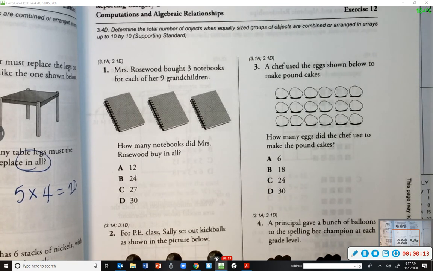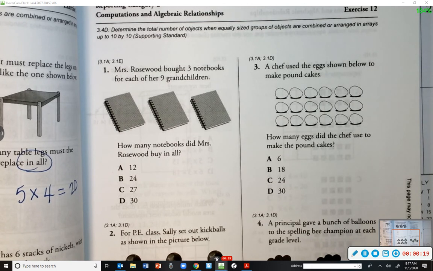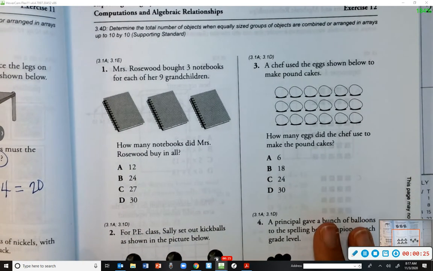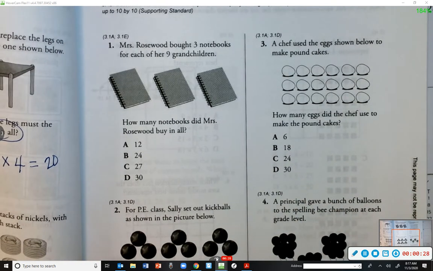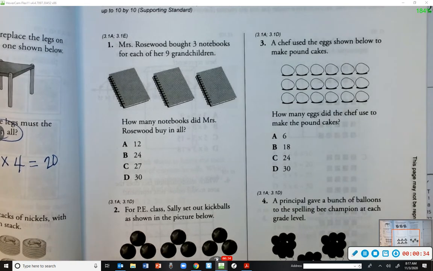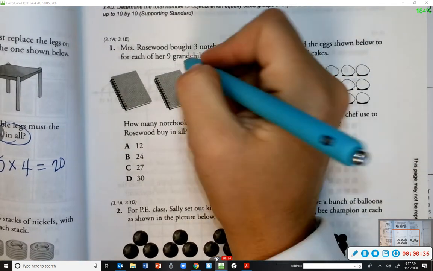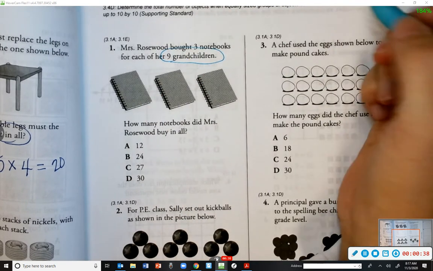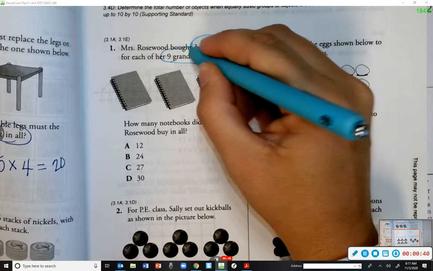Okay, number 1, Mrs. Rosewood bought 3 notebooks for each of her 9 grandchildren. How many notebooks did Mrs. Rosewood buy in all? Okay, so what type of problem was this? Kelsey? Multiplication problem. Multiplication. We have 9 grandchildren, and they each get 3 notebooks.